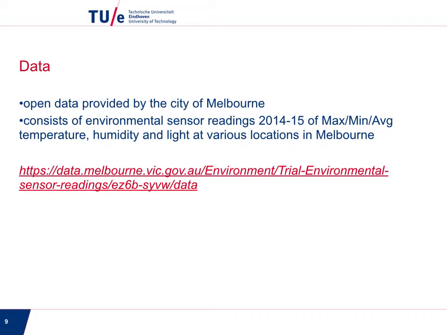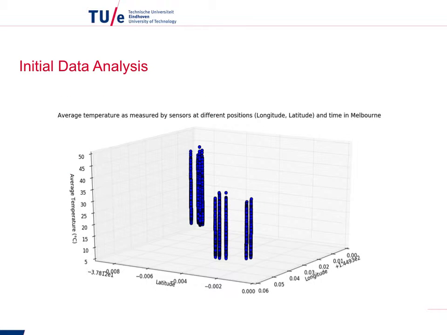I use the data provided by the city of Melbourne. It is open data that is available at this link. It consists of environmental sensor readings. So the sensor nodes are measuring the maximum, minimum, and the average temperature, humidity, and light at various locations in Melbourne. An initial data analysis revealed some interesting things.